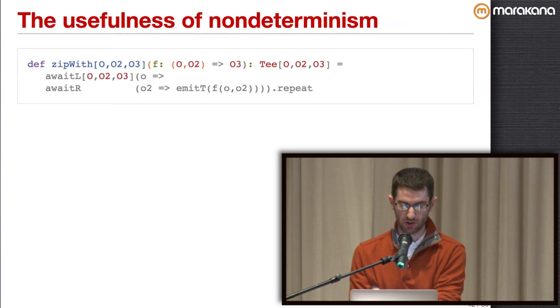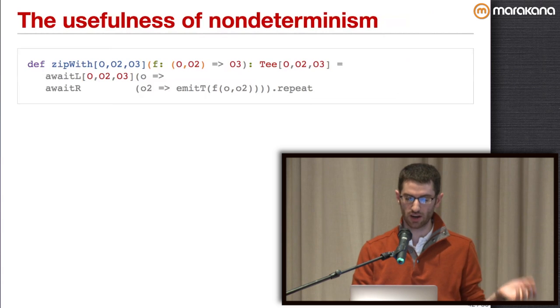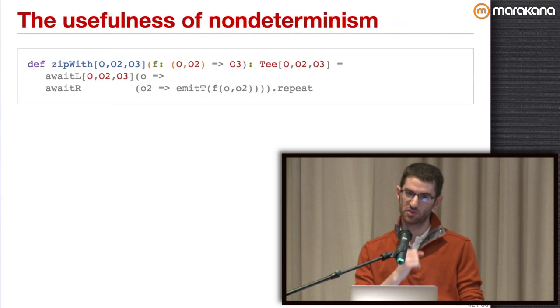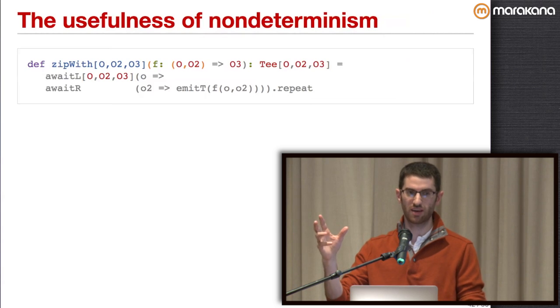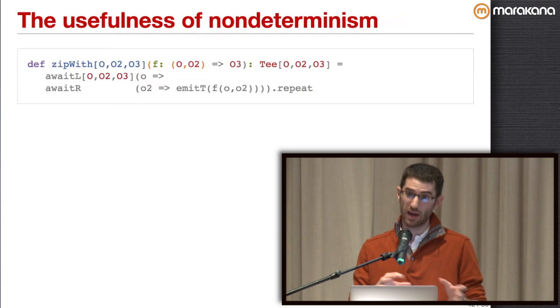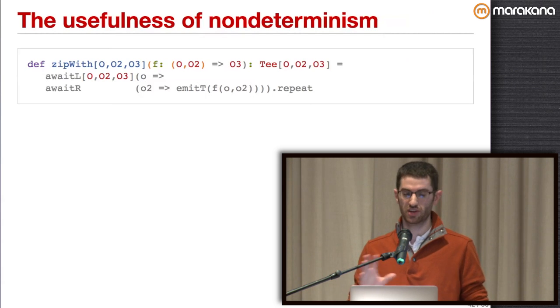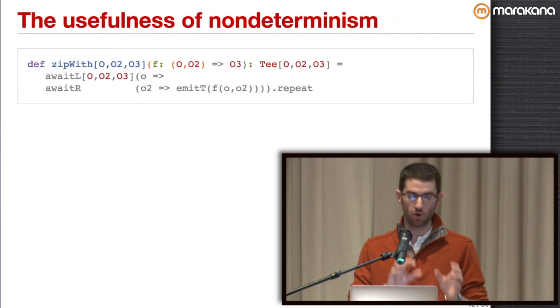So there's something kind of arbitrary about this definition. I'm awaiting from the left and getting back an O, and then I'm awaiting from the right and getting back an R. So I'm explicitly picking an order. I'm saying read from the left and then read from the right. Now, I may want to be that explicit because maybe there's some external effect associated with these requests, and I want them to happen in a particular order.